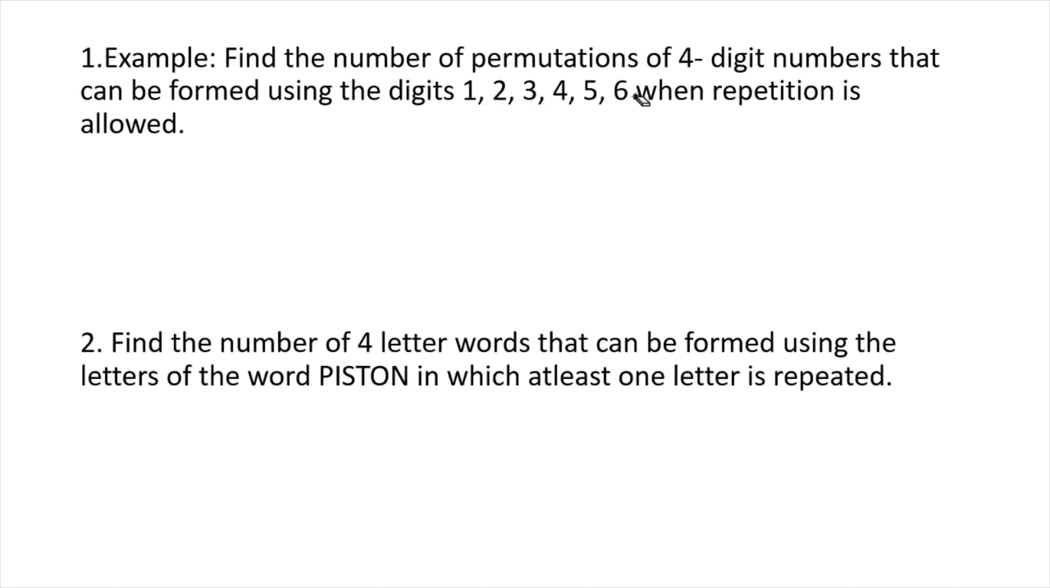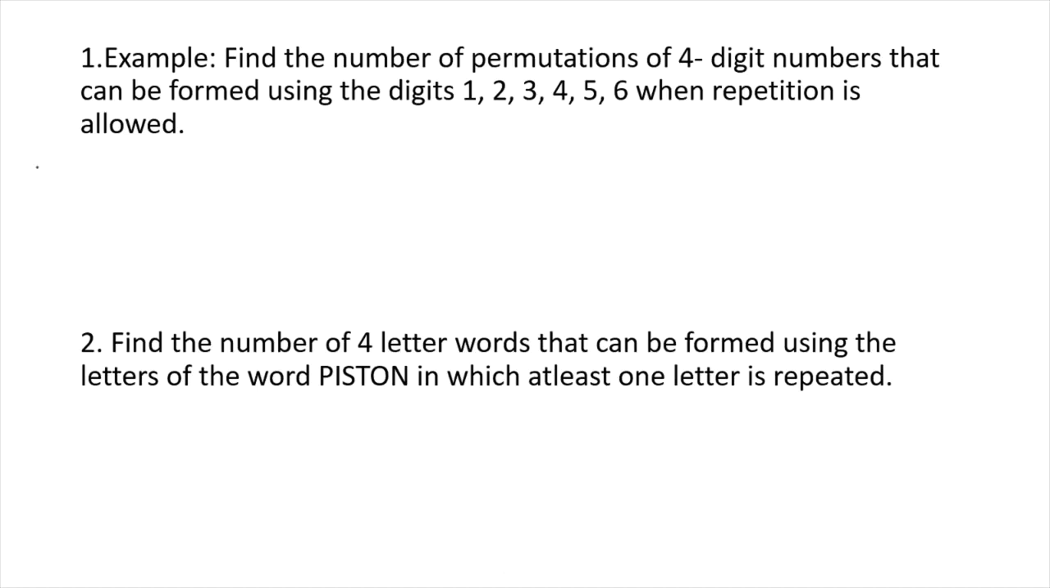Find the permutations of 4 digits that can be formed using the digits 1, 2, 3, 4, 5, 6 when repetitions are allowed. So whenever we have the notion of repetitions allowed, they will mention it. If they haven't mentioned it, you have to assume that the repetitions are not allowed. So here they have clearly mentioned that the repetitions are allowed. So we have to use the formulas related to permutations when repetitions are allowed.